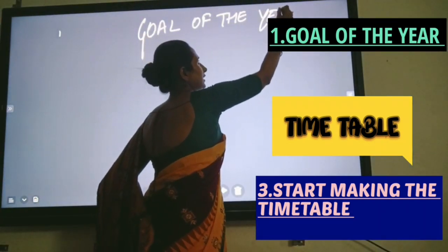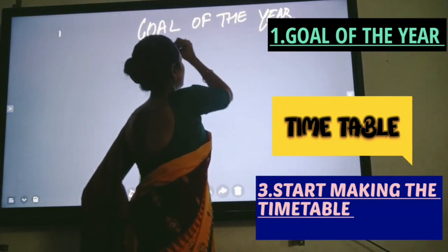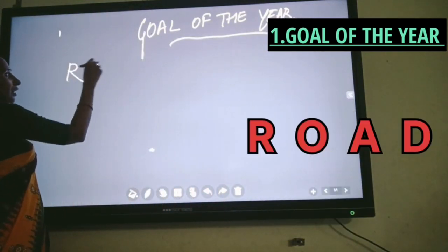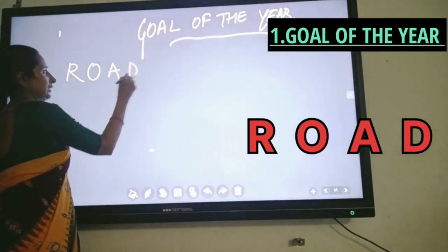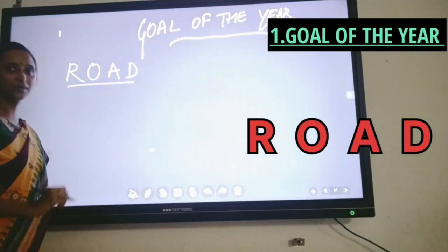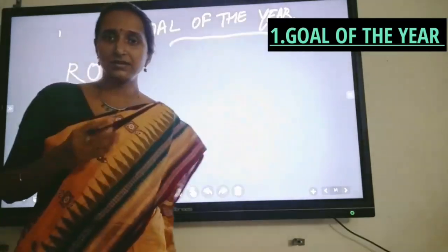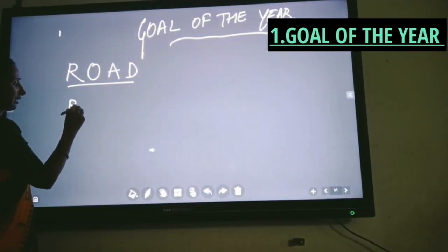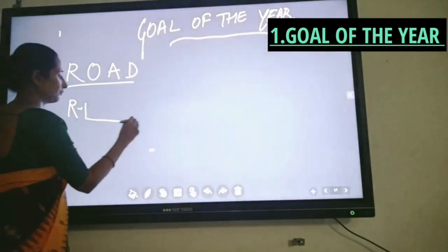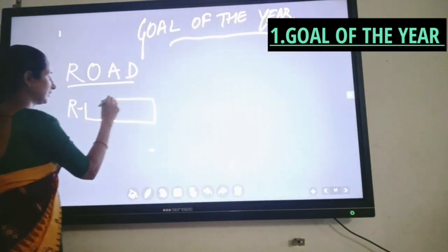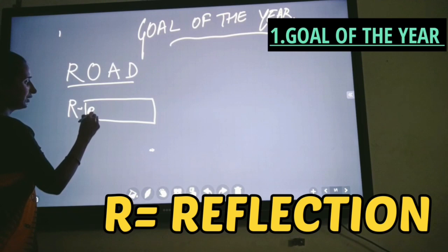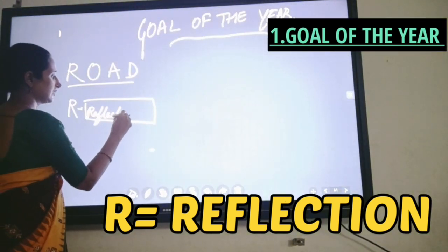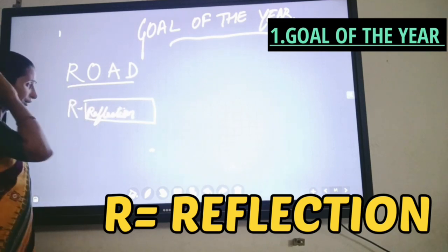So for the goal of the year, how do you have to understand it? Make a road map. R-O-A-D. What is this road? As we understand, road means a path. So here the road stands for, R stands for the path. What is this path? This path is your reflection. It means before you start making the timetable, reflect on yourself.